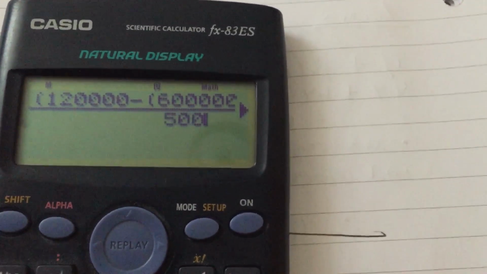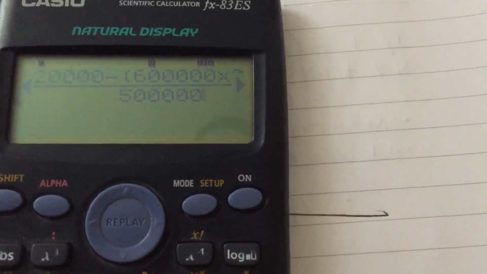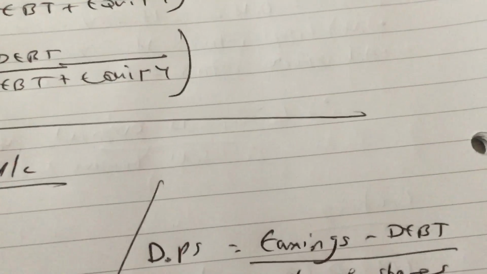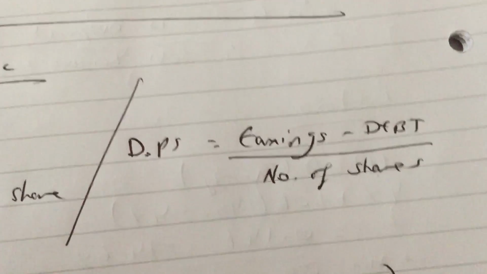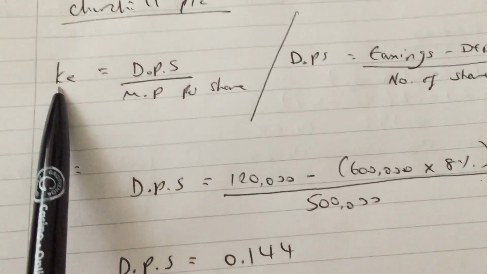We have 500,000 shares for Churchill PLC, 500,000 ordinary shares, equals 0.144. So dividends per share equals 0.144. So we know our dividends per share. Now we can sub this in to work out our cost of equity.